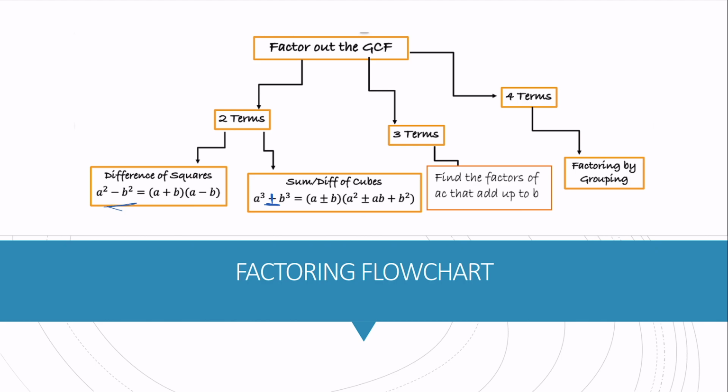It could be a difference of squares. If there's three terms, you've got to find the factors of AC. And if there's four, you factor by grouping. So there's three different ways to think of it, like a list of steps or a flow chart.